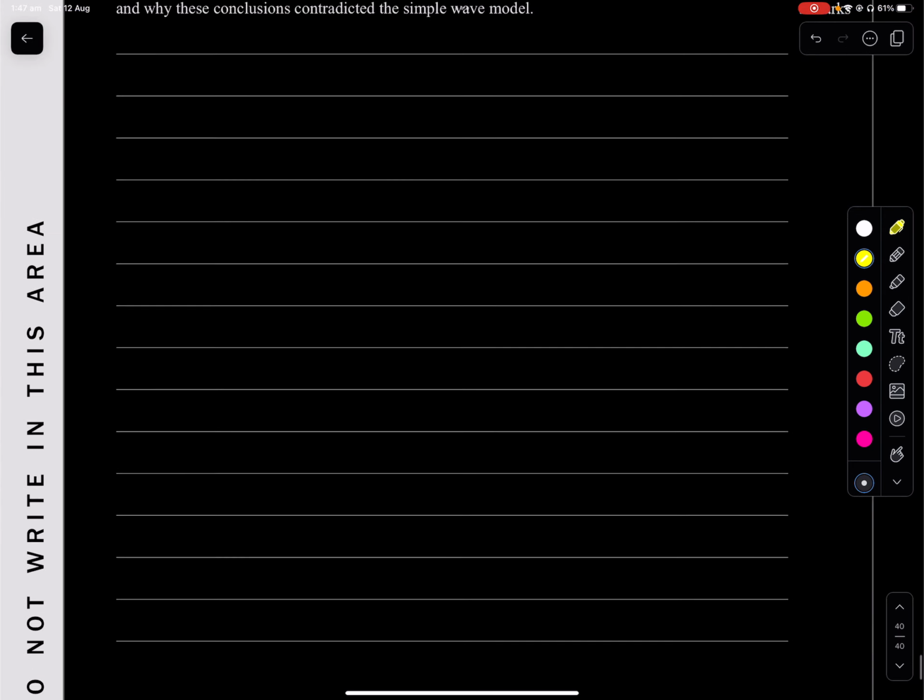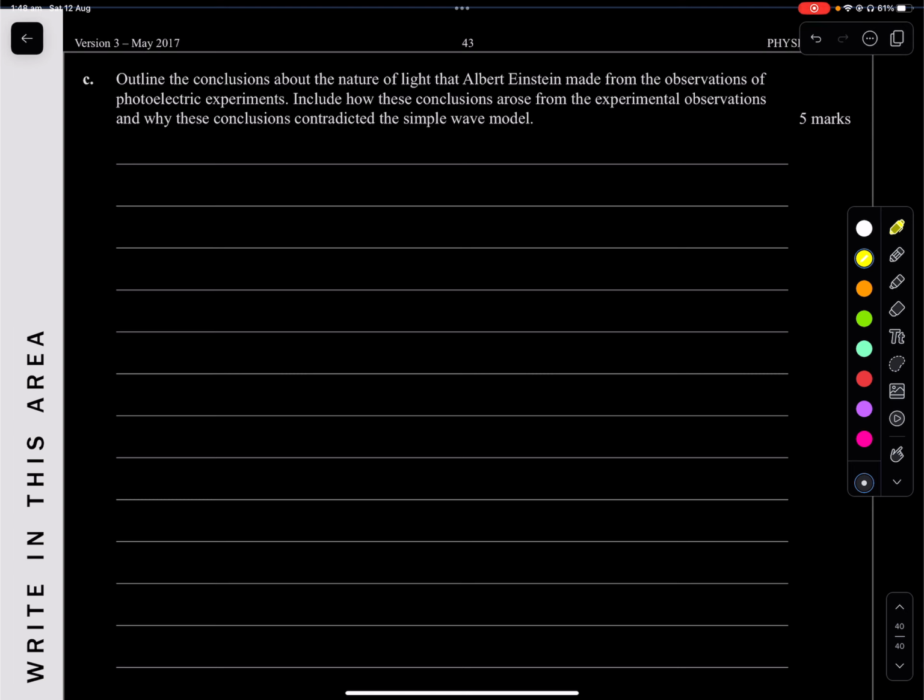Let's go, 5 marks for the last question. Wow. So what does it say? It says, outline the conclusions about the nature of light that Albert Einstein made from the observations of the photoelectric experiments. Include how these conclusions arose from the experimental observations and why these conclusions contradicted the simple wave model. I have a similar question to this in my summary sheet, so let's use some points from that to get some marks. 5 marks is a lot.